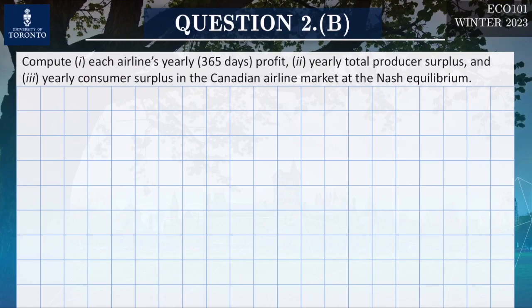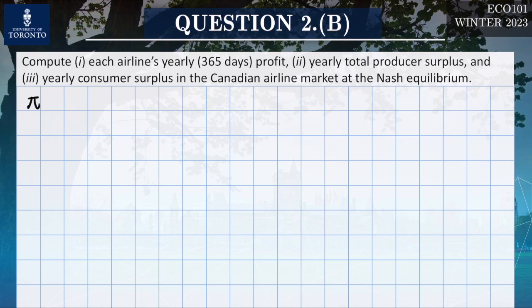Okay, so this second part is actually much easier. It is only computations that you know already how to do. We want to find the yearly profit for both airlines. We also want to find the yearly total producer surplus for both companies. And we have to find the yearly consumer surplus at the Nash equilibrium. And I suspect that this is actually very easy for you to do.